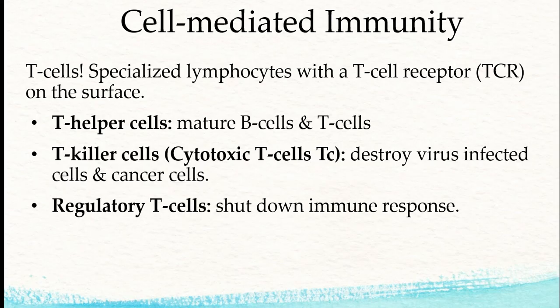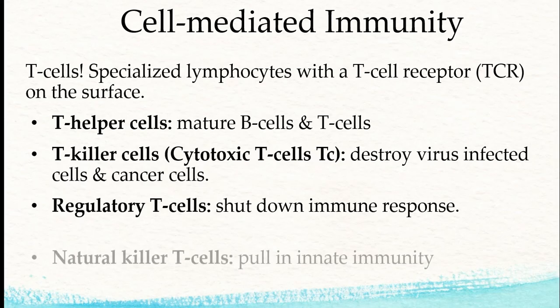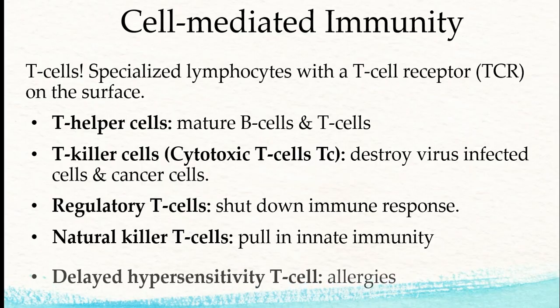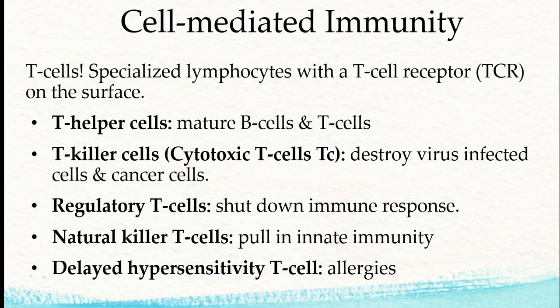We have regulatory T cells. They will shut down the immune response, so we don't have an over-response of the immune system. That's a problem too, kind of like our allergies can be a problem, right? Our natural killers, they pull in the innate immunity side of it. These are also T cells. They're a little bit different from the cytotoxic T cells. And then we have our delayed hypersensitivity T cells. If we have an overreaction, that is our allergy situation, causing itchy eyes and mast cell production and things like that.